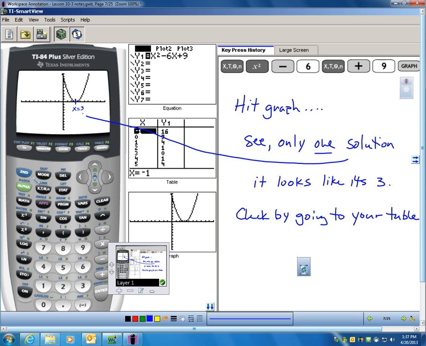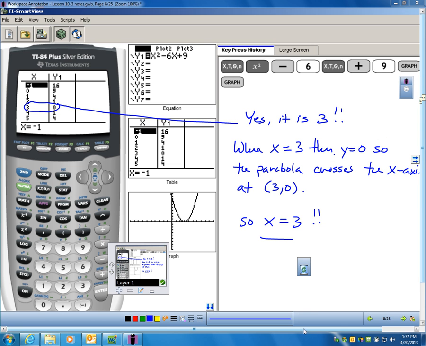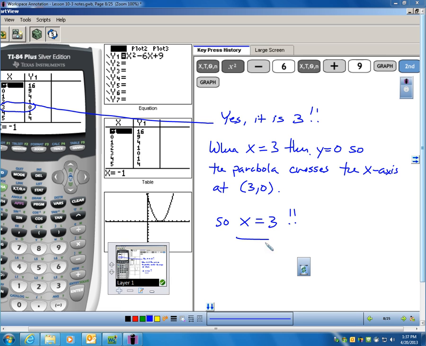So go ahead, hit the second key, and hit the graph key. If you hit those two keys, second graph, you will create a table. And let's take a look at our table. Does our table say 3, 0? Yes, it does. So my solution would be 3, 0. There's only one solution to this problem. In other words, remember, actually, when we factored this, there is two solutions. It's just that they're both the same.